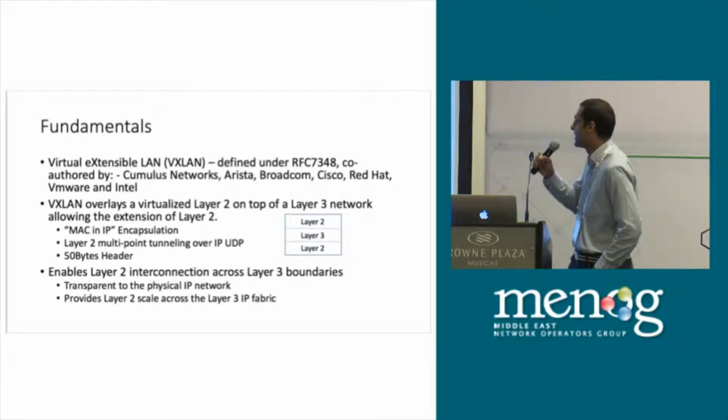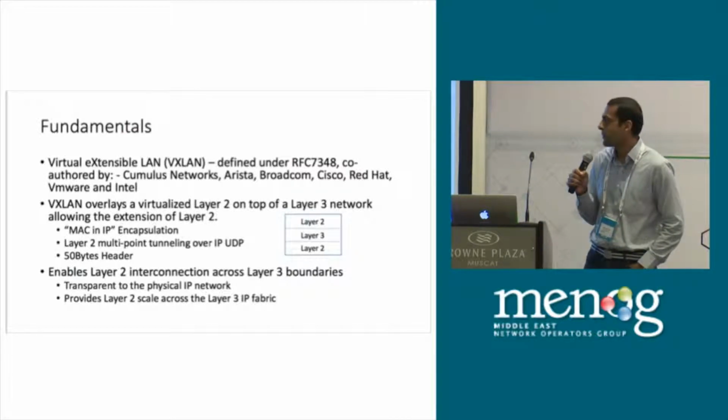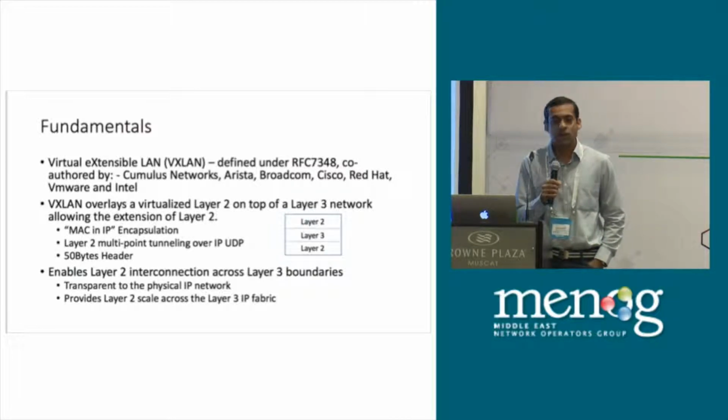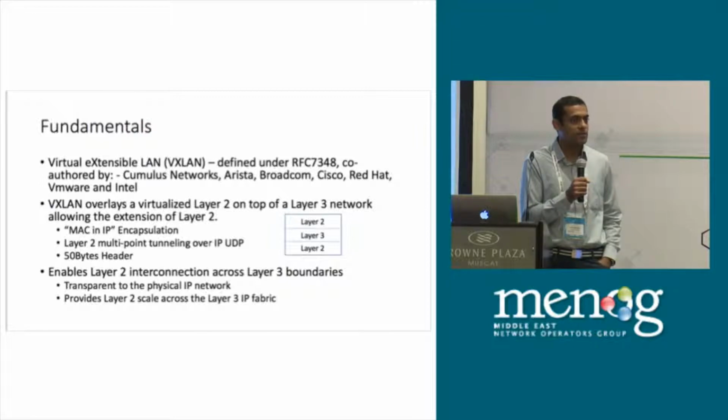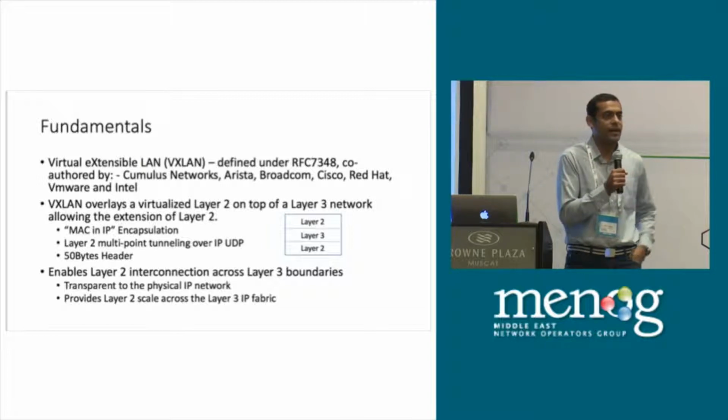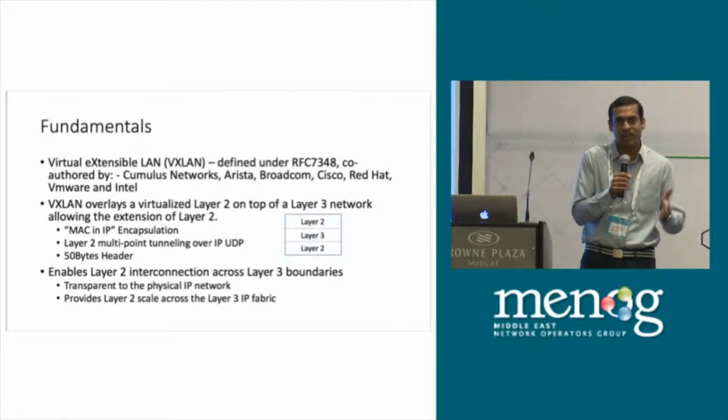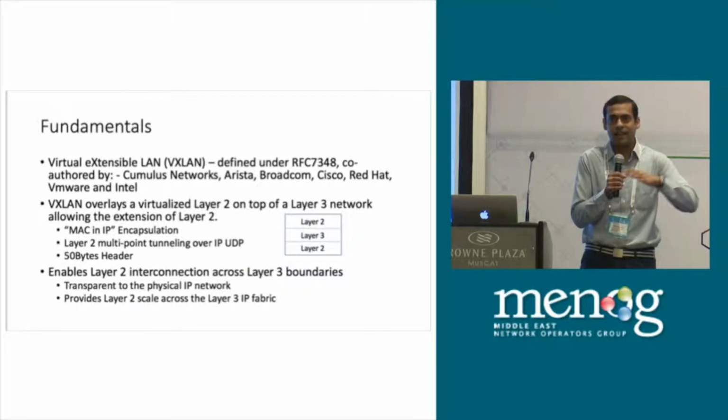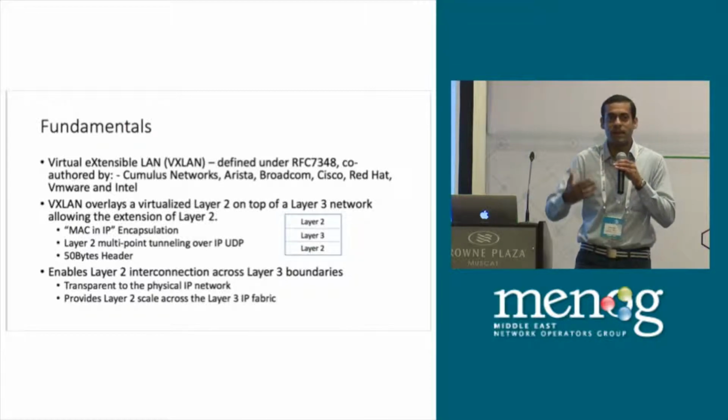It's simple, it's just what the diagram shows. It enables layer 2 interconnection across layer 3 boundaries. So rather than extending the layer 2 boundaries, it gives you an extension where you use layer 3 in the middle and then you extend it. I'll explain it through diagrams. It will make it simple.